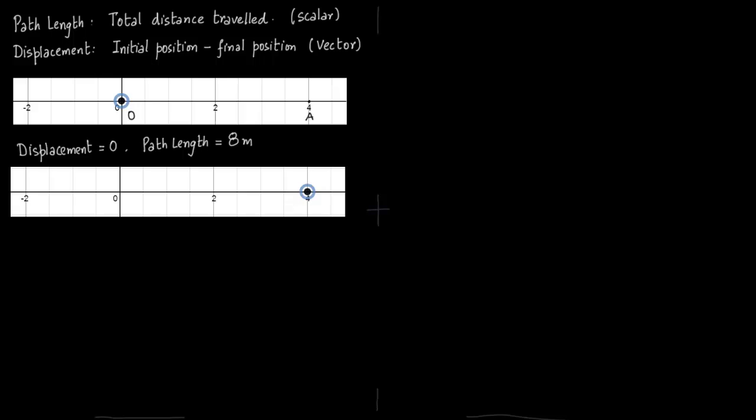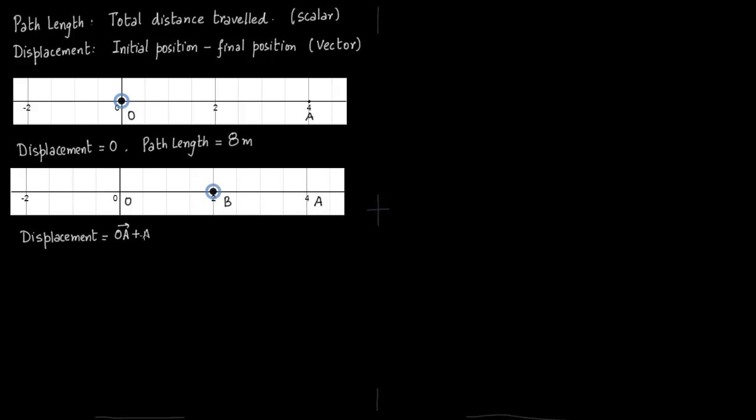Another example: the ball goes from 0 to 4 and then comes back to 2. We need to compute displacement and path length. Label the figure. We call the origin 0, the point where it rests at 4 is A, and the final resting point at 2 is B. So displacement is just 2 meters because the final point is B.